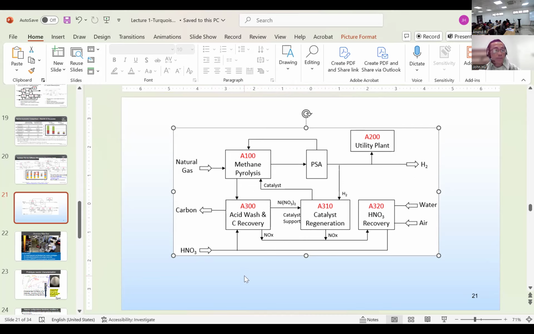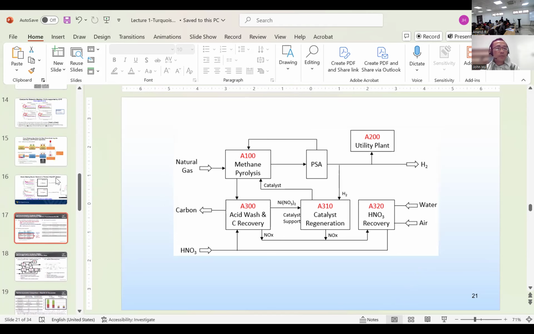Okay. Anybody has a question? Go ahead, what's the question? Catalyst regeneration. In the catalyst regeneration, how is it regenerated? That is, whether we have to reuse the catalyst or the catalyst is regenerated again. Okay, very good. Let me show you how the catalyst is regenerated.